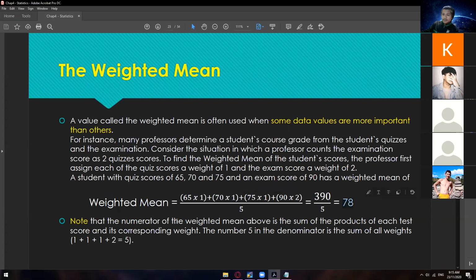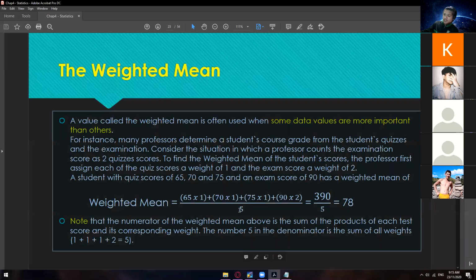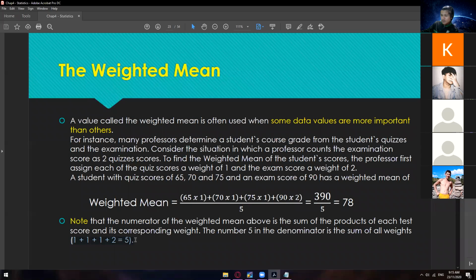All right, any questions so far? This note is only saying that it is not the summation of data. It is the summation of weights, as I said a while ago. So 1 plus 1 plus 1 plus 2 is equal to 5. That's your sum of all weights.